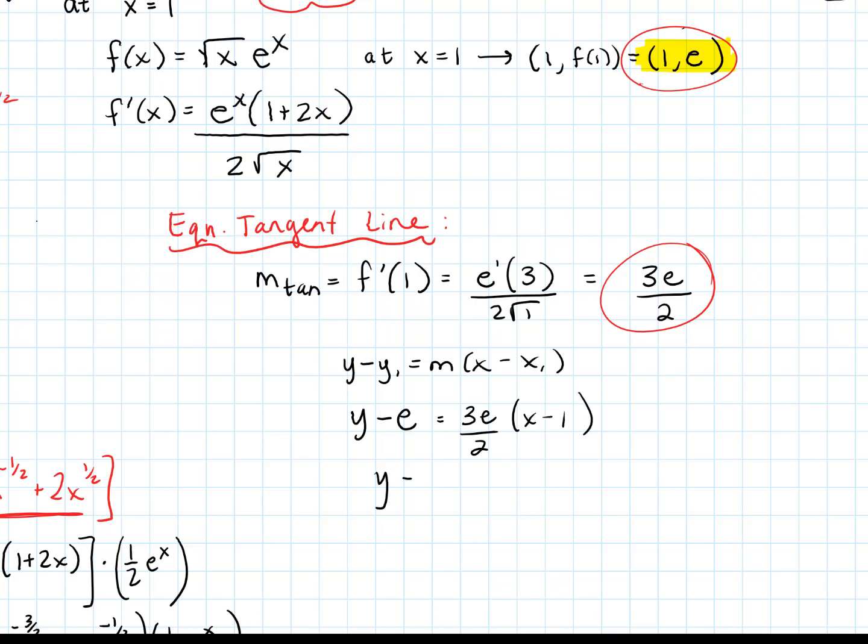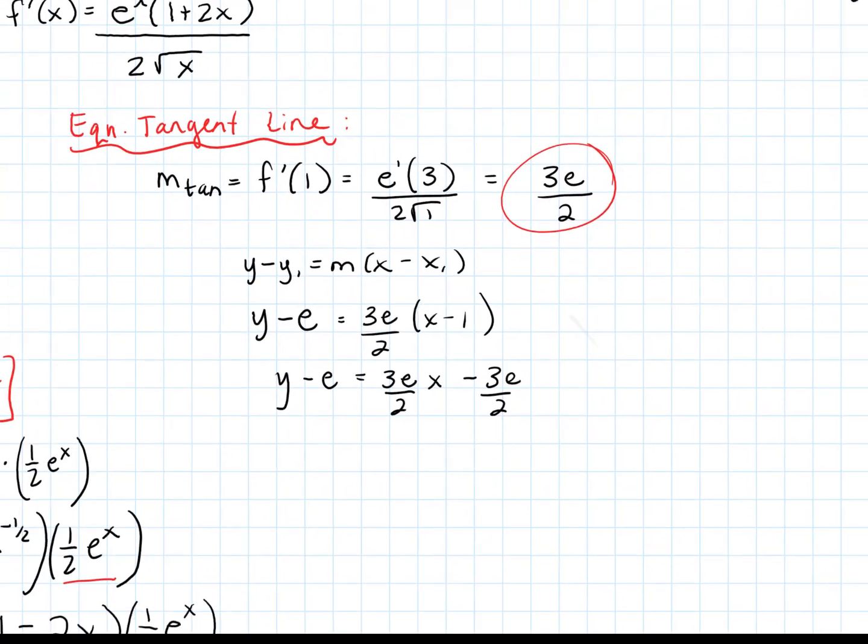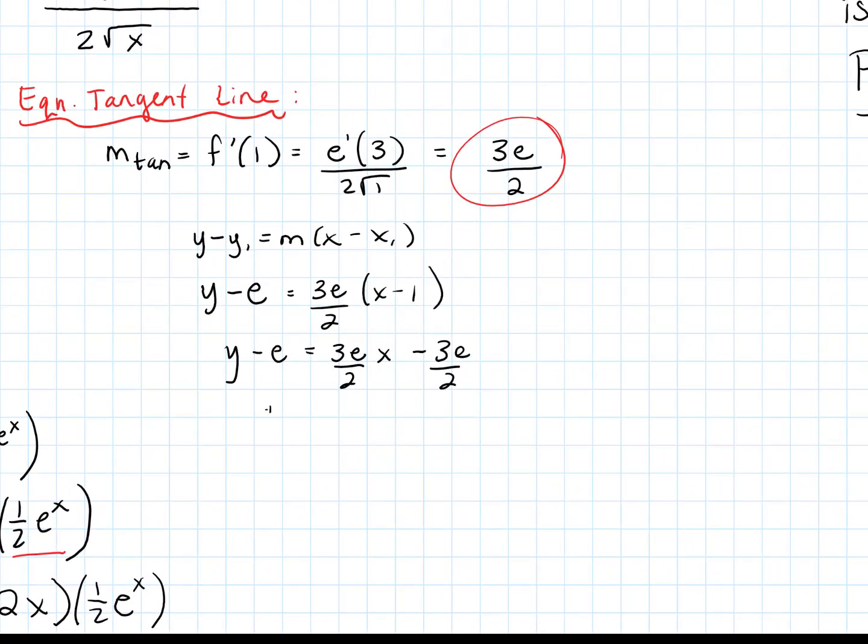And remember, e is just a constant. So, I mean, we could approximate this, but I don't want to approximate it. I want the exact equation with the exact slope, and we can do that. Now let's just add e to both sides. So my equation of my tangent line is going to be y equals 3e over 2 times x. Now remember, that is the slope. It's not a variable, that is a constant, 3e over 2. And then we're just adding e.